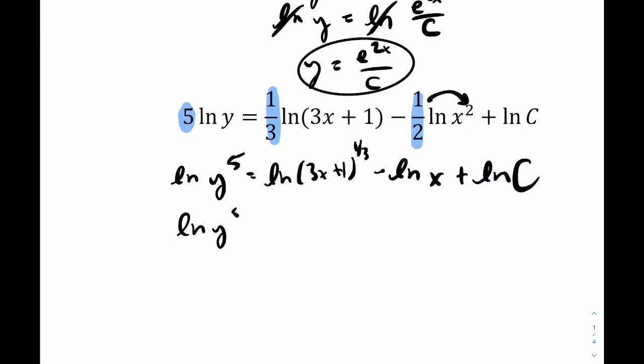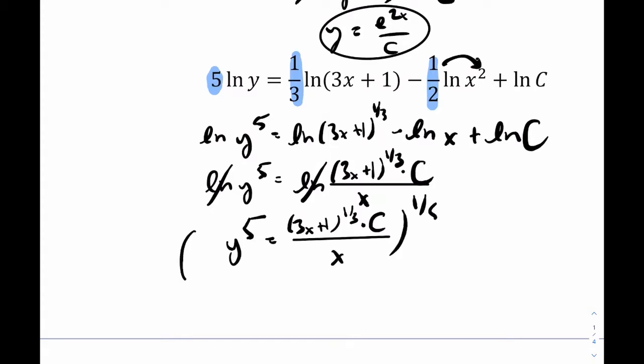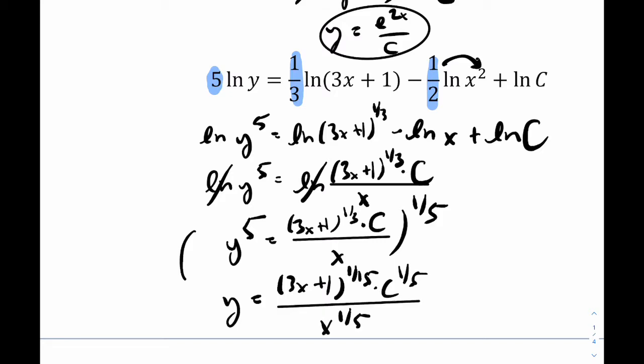We're going to leave the left side alone and push the right side together. So 3x plus 1 to the 1/3 over x times c. And then we're going to cancel these logs out and we get this. y to the 5th is equal to 3x plus 1 to the 1/3 times c over x. And then finally we're going to raise everything to the 1/5 power. And when we have our answer, 3x plus 1 to the 1 over 15 times c to the 1/5, all divided by x to the 1/5. And then we circle that, and we are done.